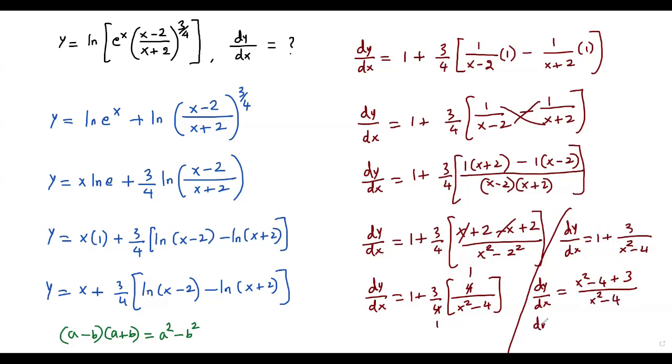So in the final step, dy over dx is equal to x square, when I combine negative 4 and positive 3, I'm just getting negative 1 over x square negative 4. So now I got the derivative of the given function. The derivative of the given function is x square negative 1 over x square negative 4.